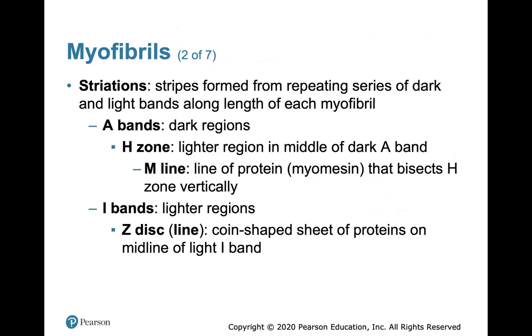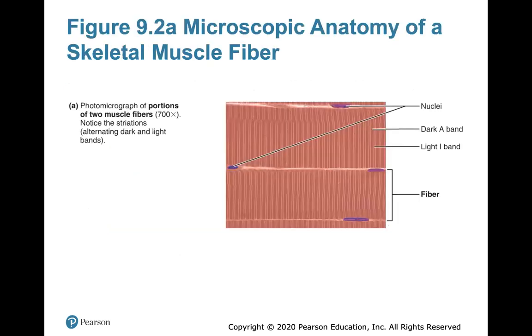Striations are stripes that are formed from repeating series of dark and light bands along the length of each myofibril. The A bands and the I bands correspond to the dark and lighter regions. And then we have different zones and lines, which correspond. The M line will be the line of protein that bisects the H zone. The Z disc is a coin-shaped sheet of proteins on the midline.